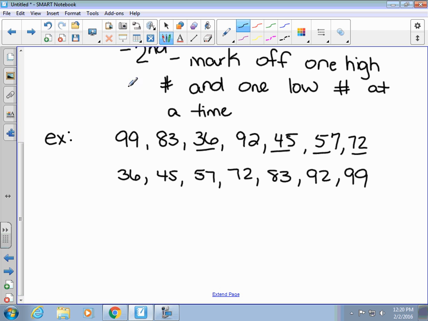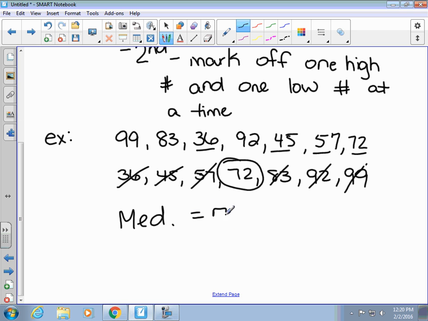Going to extend my page. Now the second thing says I'm going to mark off one high number and one low number. Do I have another group of high number and low number? So I'm going to mark it off. Do I again? And I have one number left, so I can't mark it off because it has to be a pair that I mark off at a time. So what's the median here? Okay, so my median, and some people abbreviate MED, is 72.